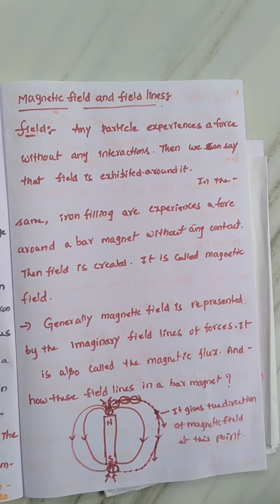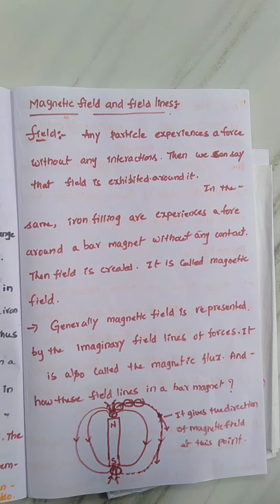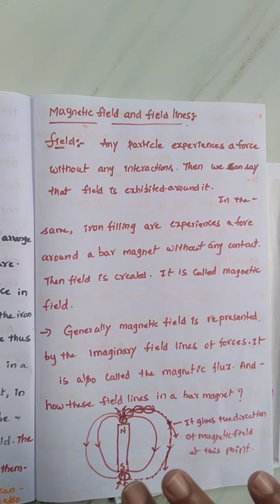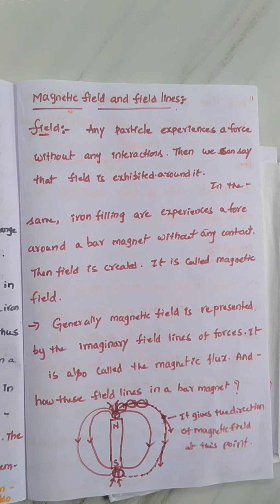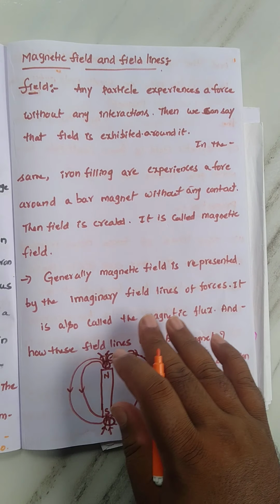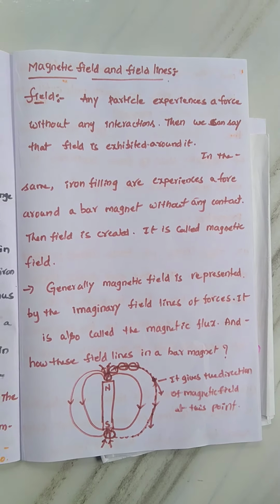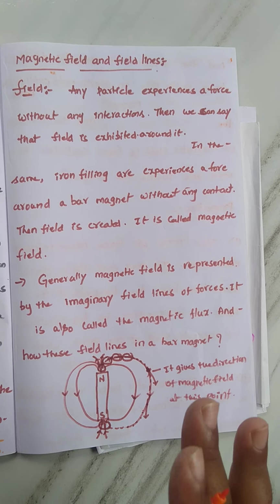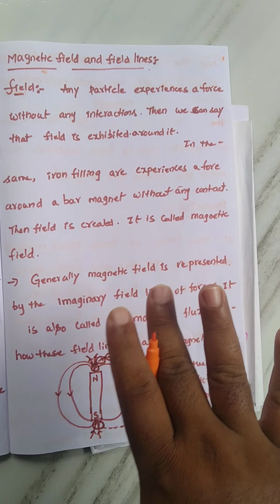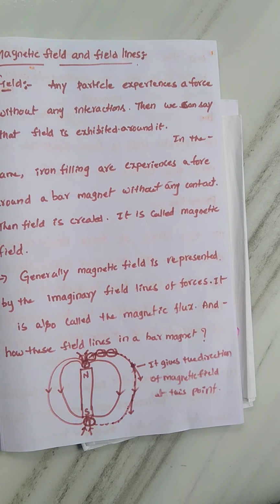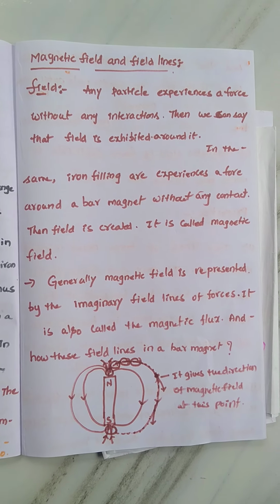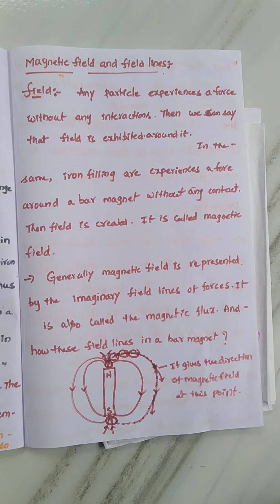Have you got my point? Yes. Here the iron filings experience a force around a bar magnet without any contact, so a field is created, and that field is called the magnetic field. See dear students, generally a magnetic field has a magnitude and a direction, right? So it is actually a vector quantity, not a scalar quantity. How we can derive the direction is very important, right?